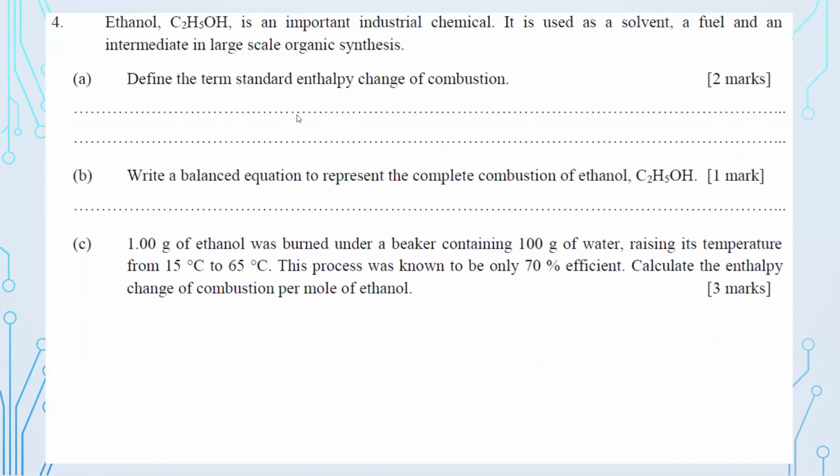Question number 4 sounds like this. Ethanol, C2H5OH, is an important industrial chemical. It is used as a solvent, a fuel, and also an intermediate in large-scale organic synthesis. A, define standard enthalpy change of combustion.